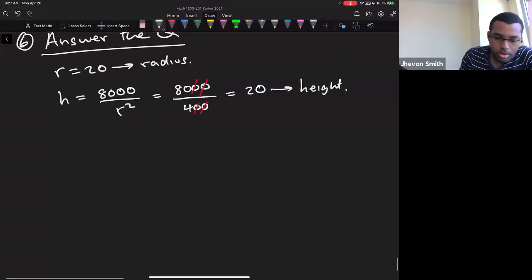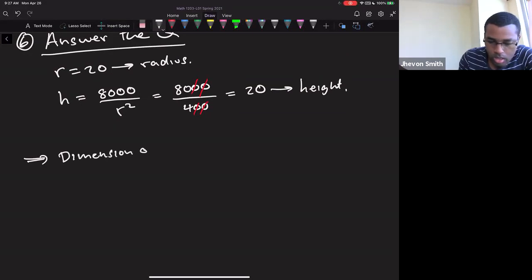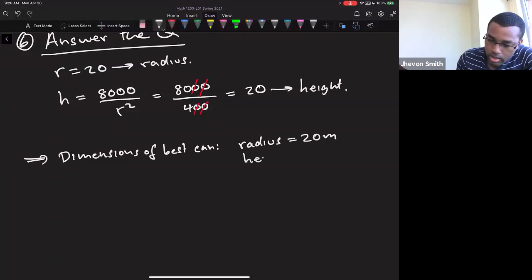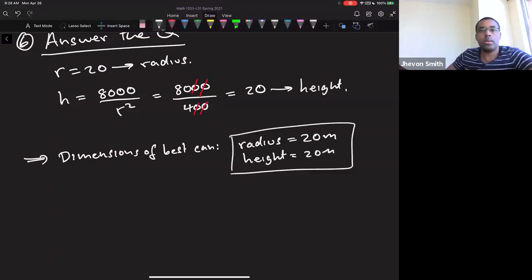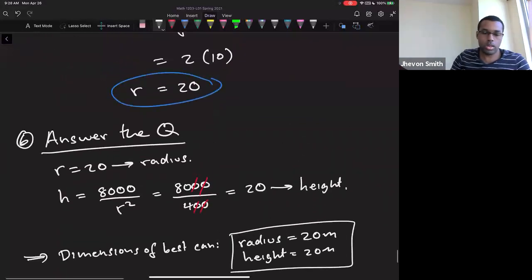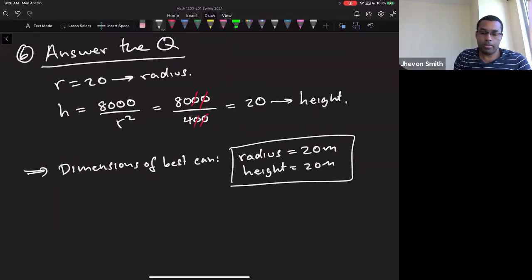Forgot to spell height, need sleep. Okay, so this means those are the dimensions. Radius equals 20 meters, height equals 20 meters. That's the best can.